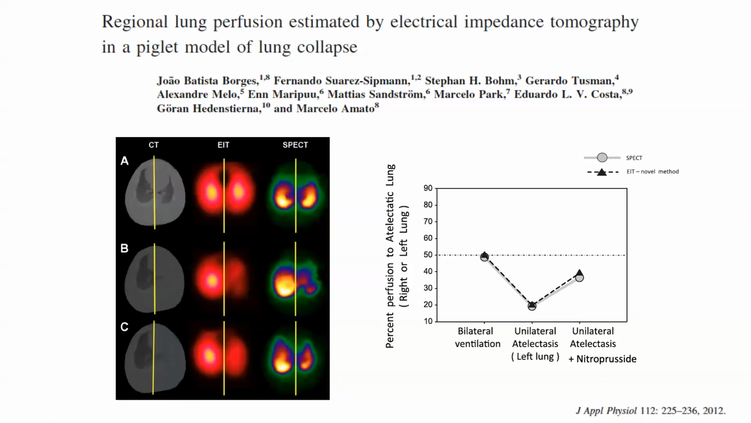This technology was validated in this interesting study by Dr. Borges and colleagues in Sweden, where they used EIT and SPECT-CT to measure the distribution of perfusion in different animal models. And we can see, for instance, that if we have normal ventilation, the perfusion is pretty regular in the right and the left side, comparing EIT and SPECT-CT. If we have, for instance, atelectasis of one lung, the perfusion distribution is shifted to the other side, probably due to the vasoconstriction reflex.